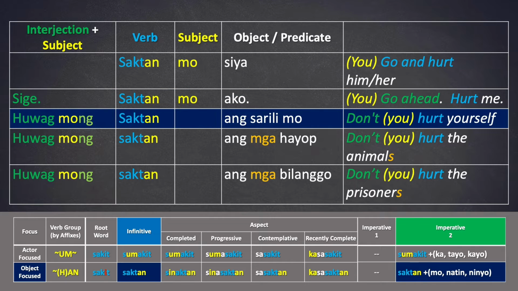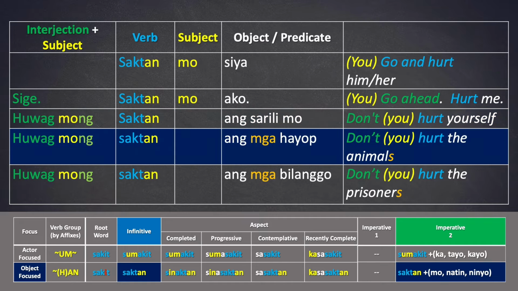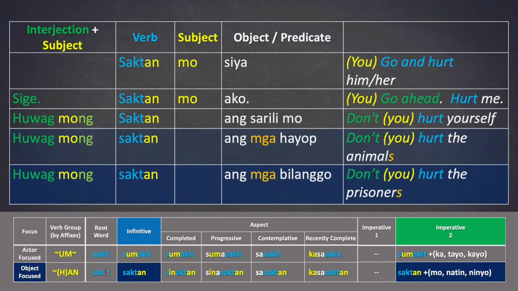Huwag mong saktan ang sarili mo. Don't hurt yourself. Huwag mong saktan ang mga hayop. Don't hurt the animals. Huwag mong saktan ang mga bilanggo. Don't hurt the prisoners. Ayos ba?